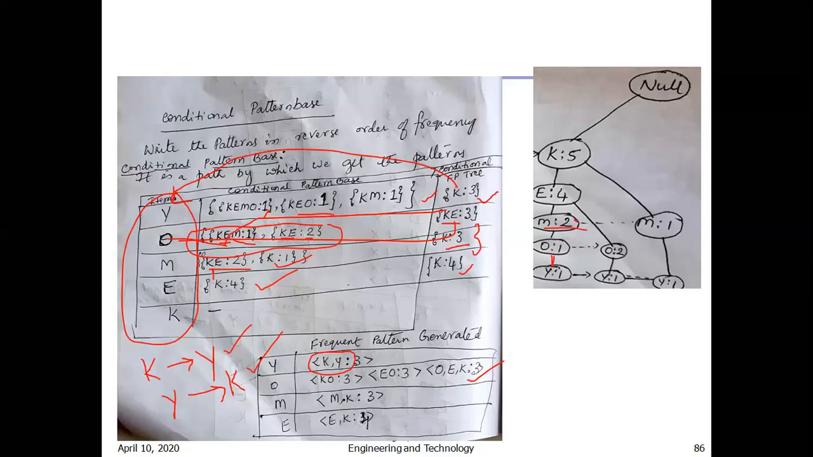So 60% confidence. Similarly, I have to see Y implies K. So how to compute confidence? Confidence equals support count of K and Y together, which is 3, divided by support of Y. What is support of Y? 3. 3 by 3 is how much? 1, 100%. That's why I can choose this as one rule.